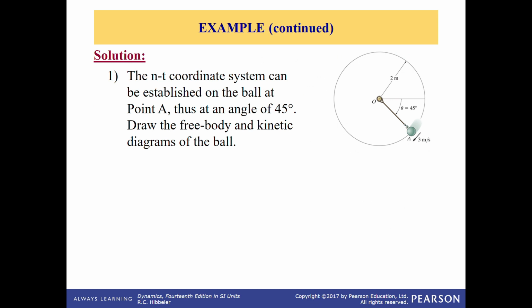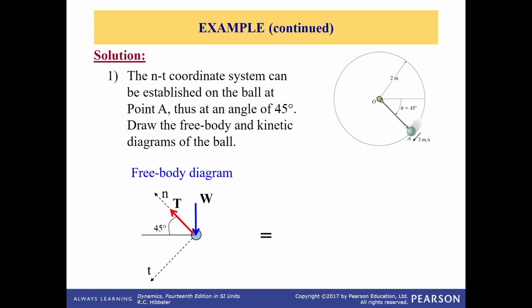Okay, this is the solution. The normal-tangential coordinate system can be established on the ball at point A, at an angle of 45 degrees. If you see here, the cord is not parallel to this axis X, so that's why I have a curve here. The curve angle is about 45 degrees from this axis. So you need to draw the free body and kinetic diagram based on this figure.